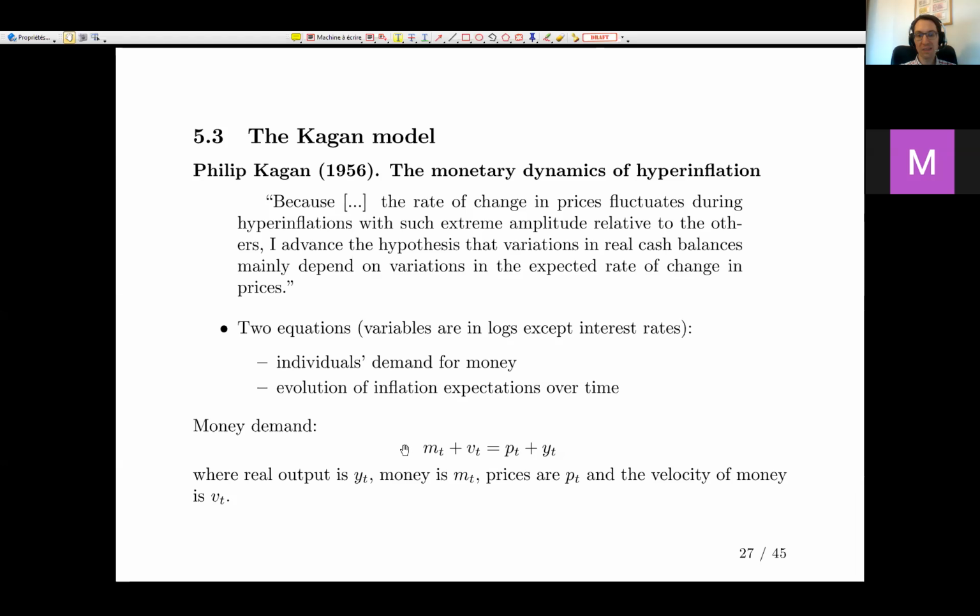We could imagine that there are other ways to store money. If something else gives a link between velocity and the cost of keeping money in your pockets, then it could be fine too. But here, in Kagan's mind, the link that is quite important is the link between velocity and nominal interest rate.